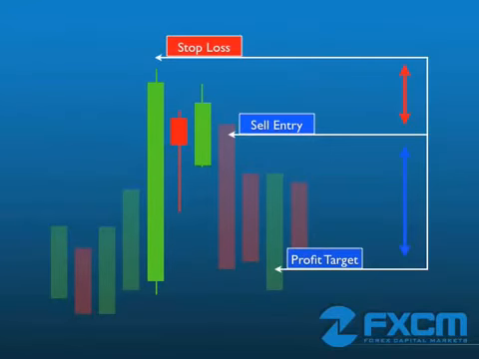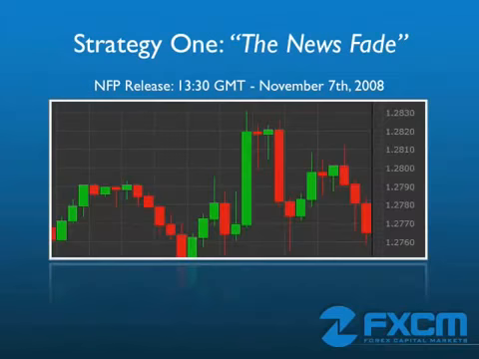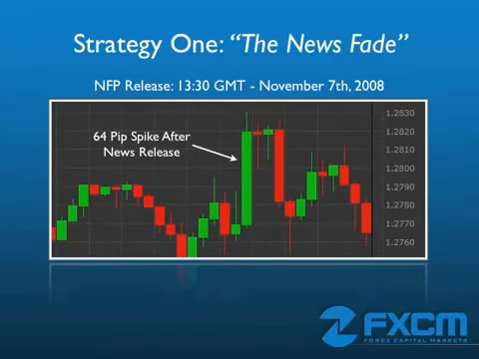Let's now look at how we can use this strategy after a news event like NFP. After looking at the global economic calendar, I can see that NFP comes out at 13:30 GMT on November the 7th. If we pull up a euro-dollar chart for that time, we can see that the euro-dollar spiked up about 64 pips after that release.